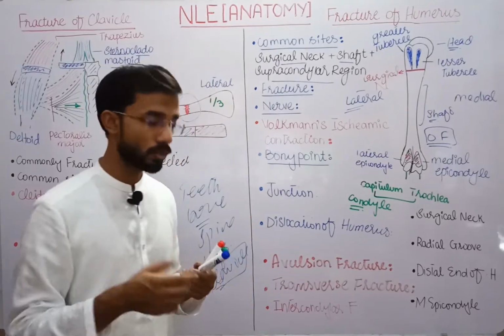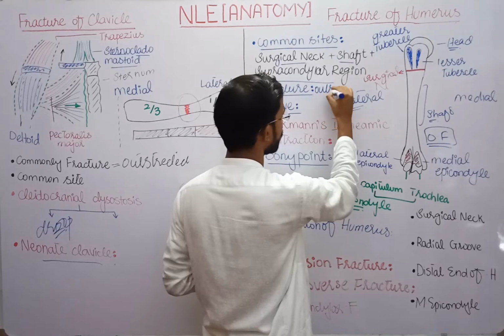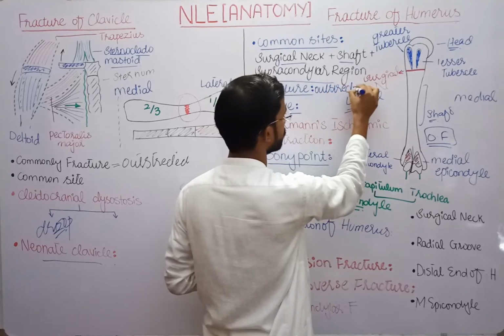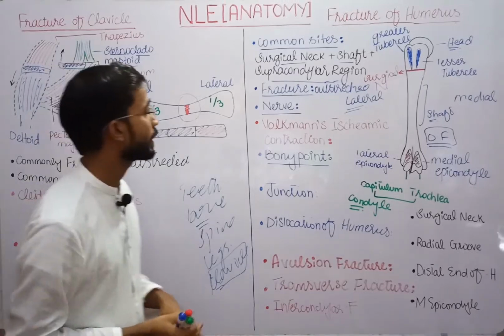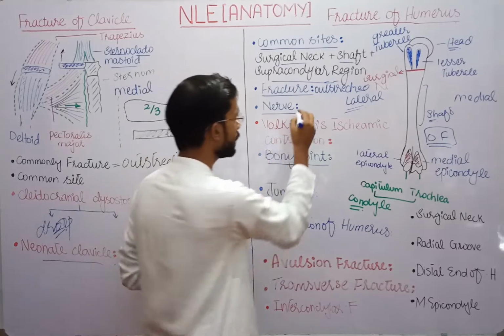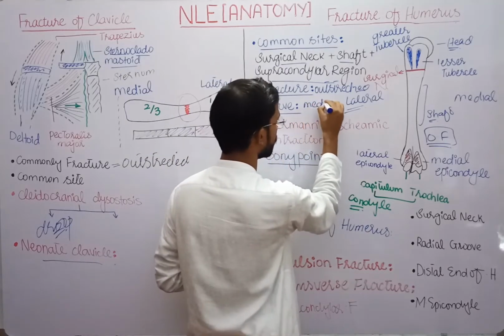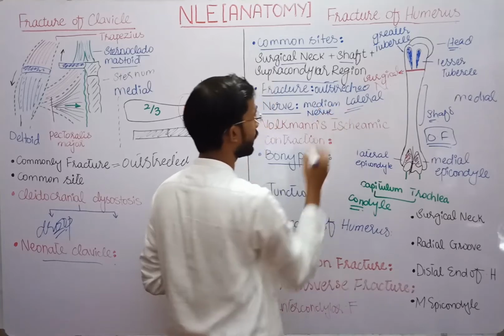Fracture is basically due to the outstretched movement, like the previous one, falling on the hand, right? And the nerve which is mostly affected is the median nerve, right?